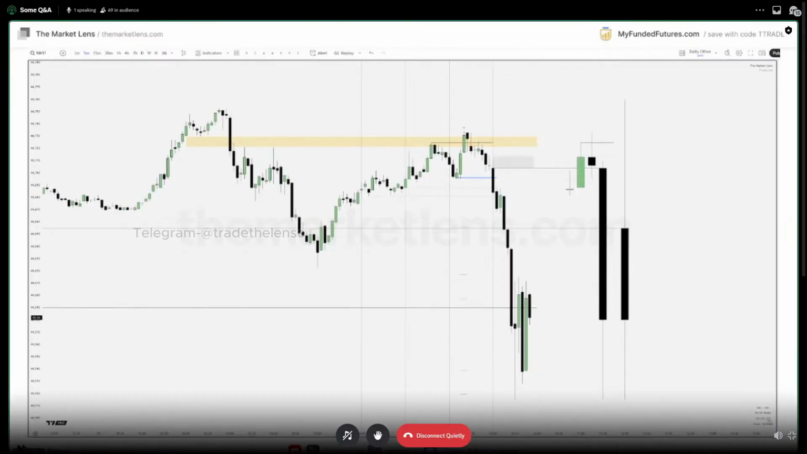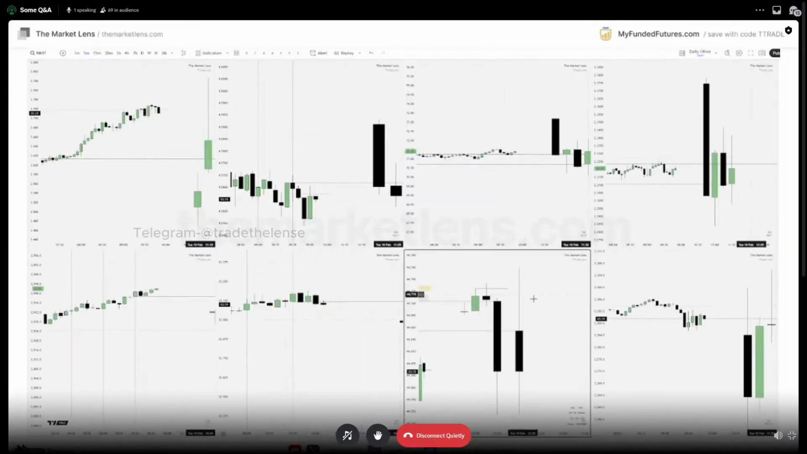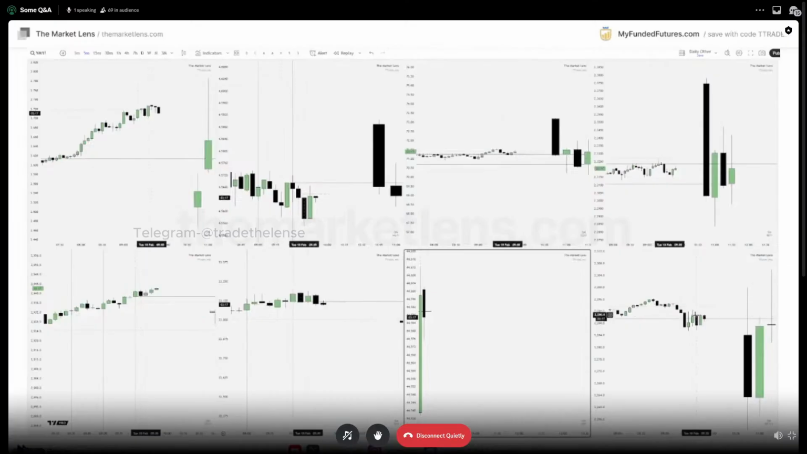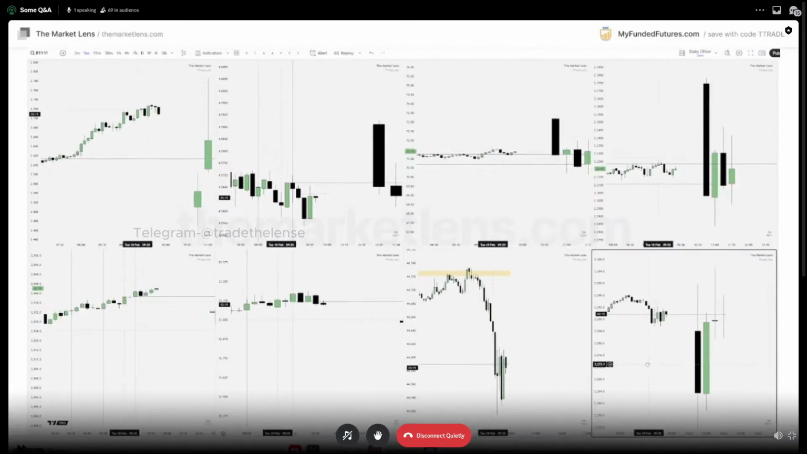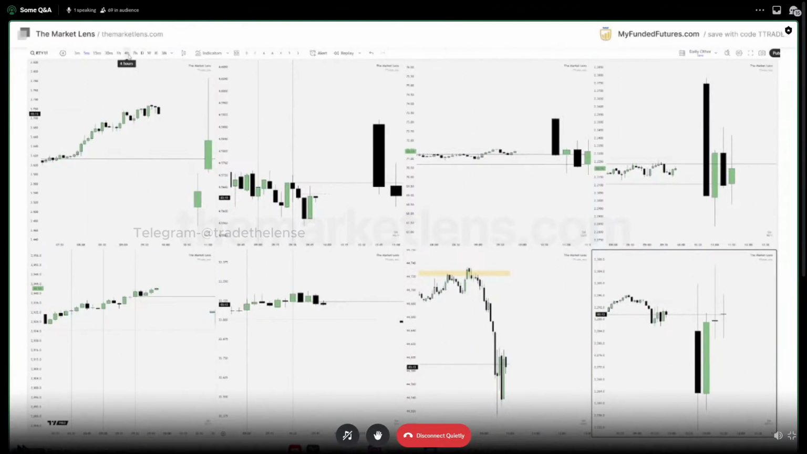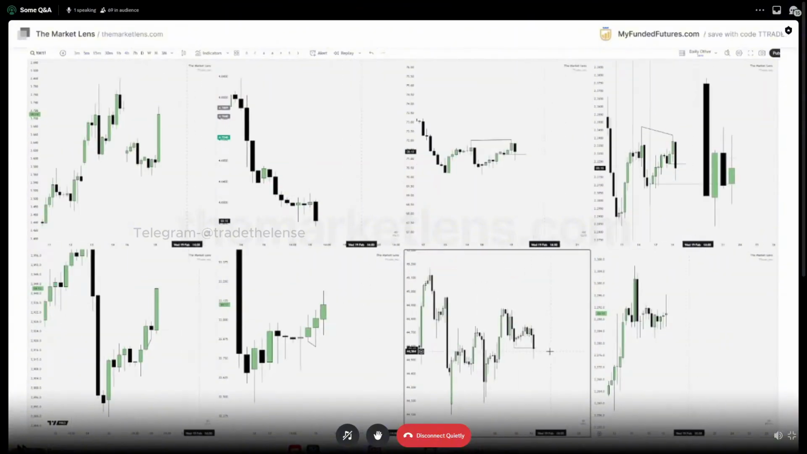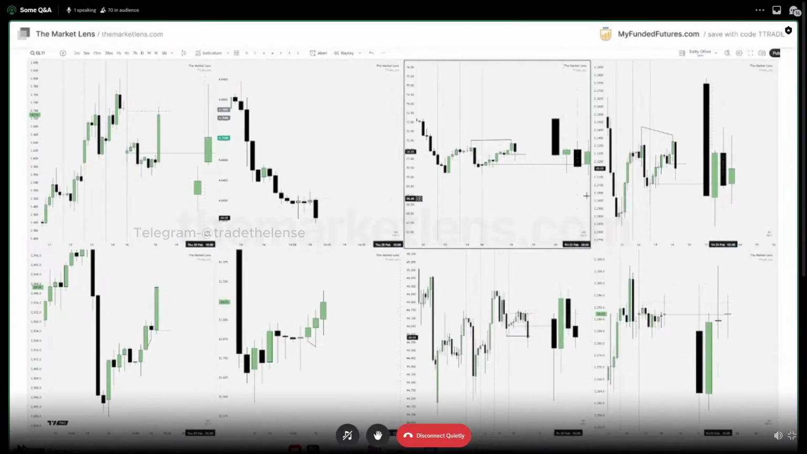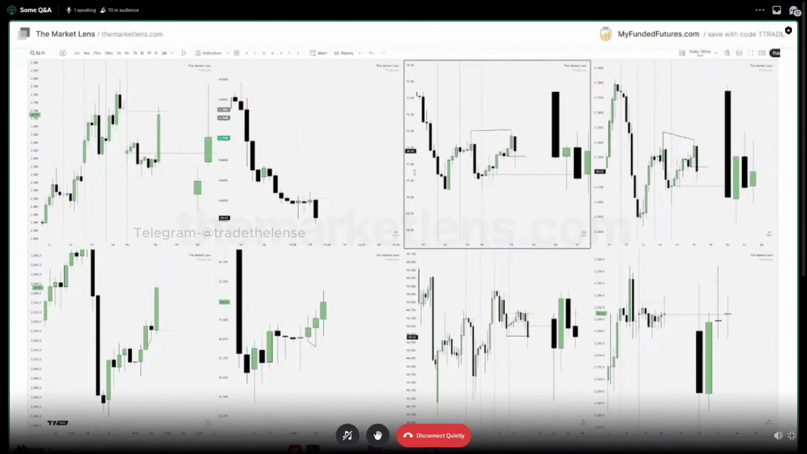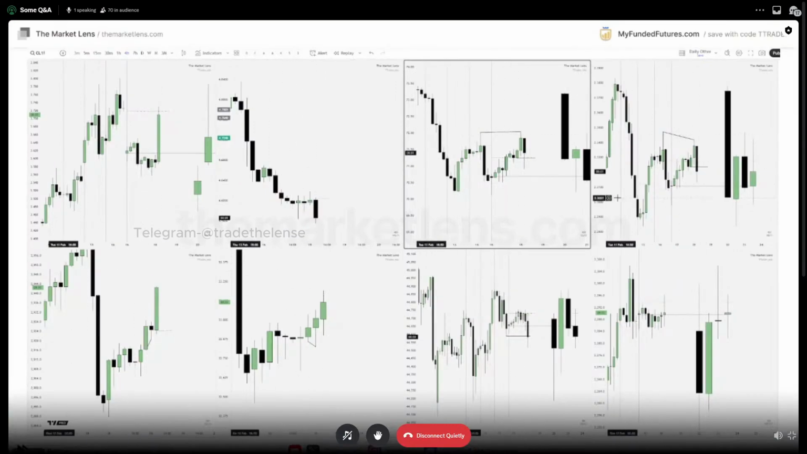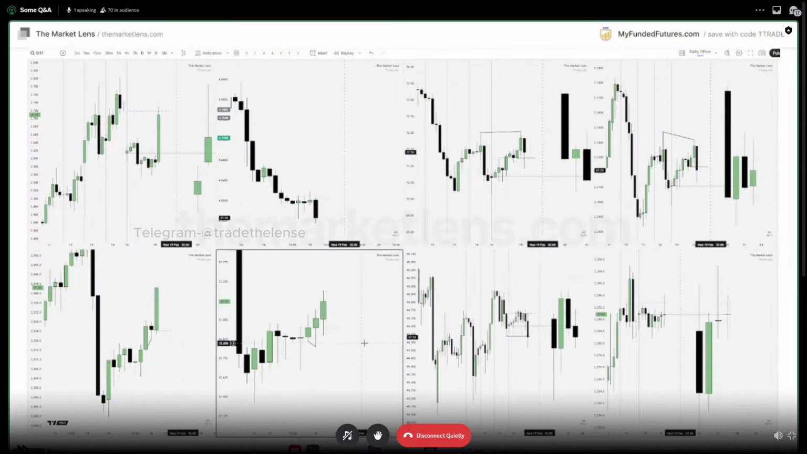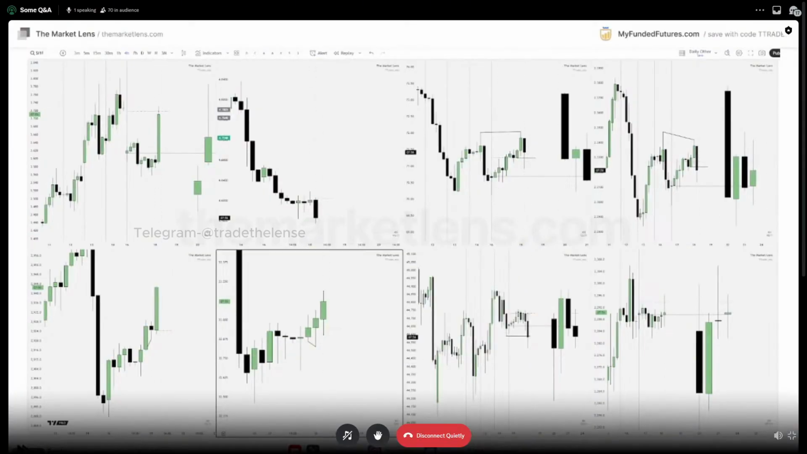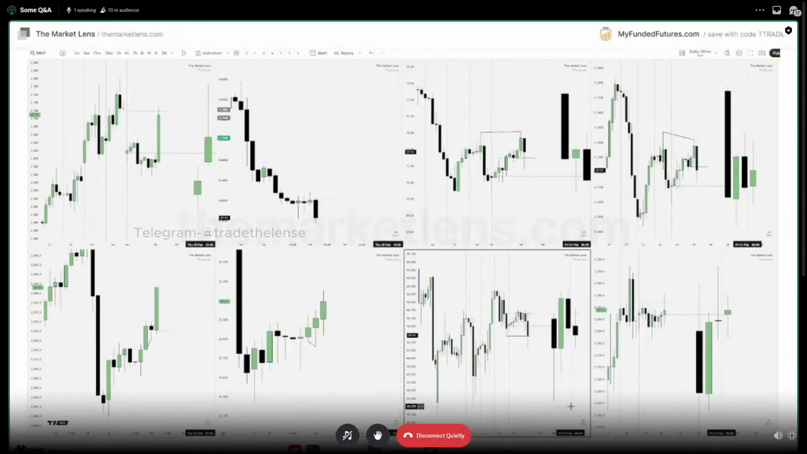Yeah, correlated pair for oil is RB. So if we come back here, and we go back to like the 4-hour here, right? The RB and oil. So that's there, the SMT, right? So on this NQ, let's see.